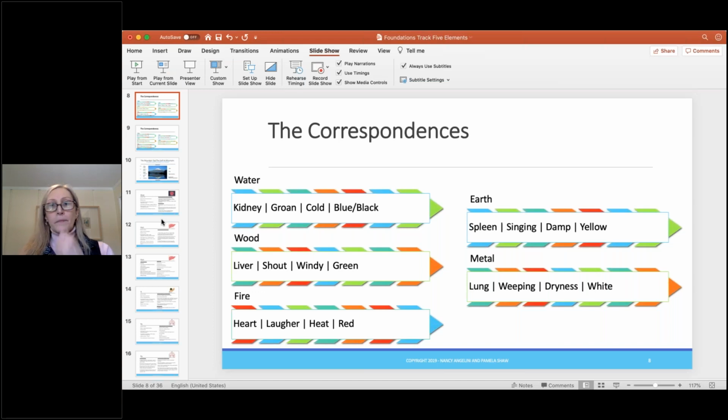There's dampness there, right? There's puddles and moistness, anything that is of the earth. And the color is yellow. And metal is the lung and large intestine. It's weeping and grief, and it's dryness, right? Things that dry out. And the color is white.